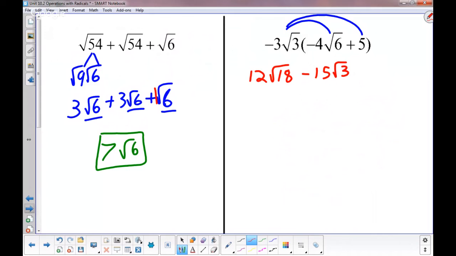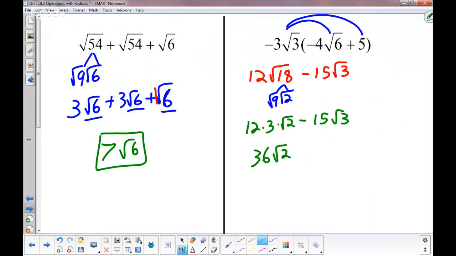All right. So now, looking at that, we got to say, all right, can we reduce our terms? See if we can combine them at this point. And you get 12 root 18. Well, 12 root 18, we know we can break 18 down to 9 and 2. Square root of 9, square root of 2. We know the square root of 9 is 3. So we get 12 times 3 times square root of 2 minus 15 root 3. Do a multiplication, 36 square root of 2 minus 15 root 3.